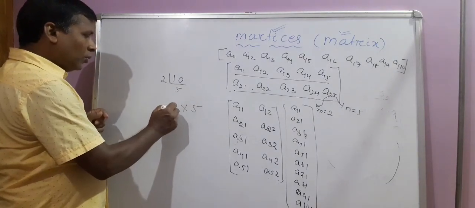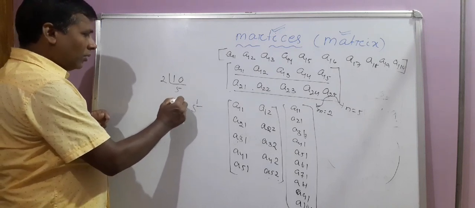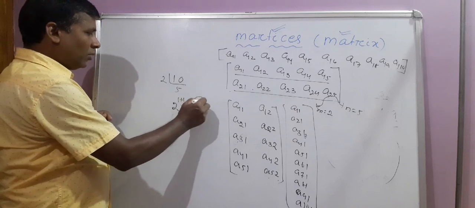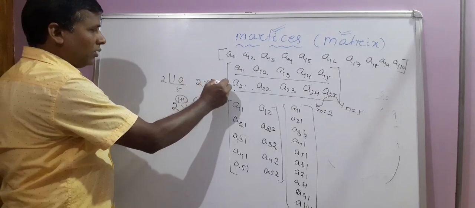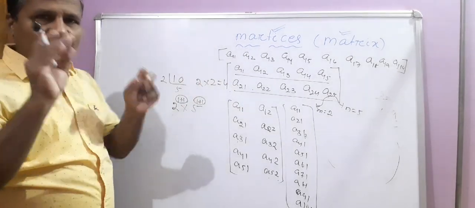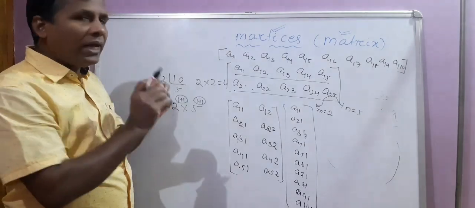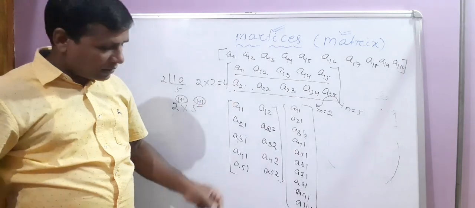Then the power of 2 is 1 and the power of 5 is 1. Then this is equal to 2 plus 1, 1 plus 1. So this is 2 and this is 2. The product of 2 into 2 is 4. So by using 10 different elements, we can define 4 different orders of matrices.